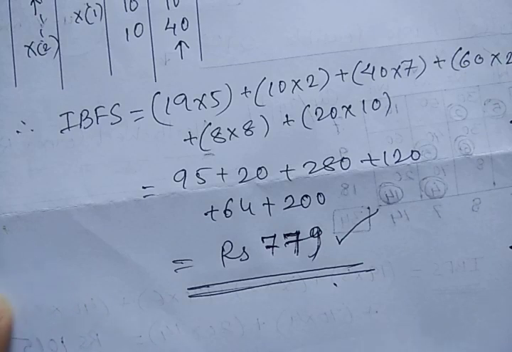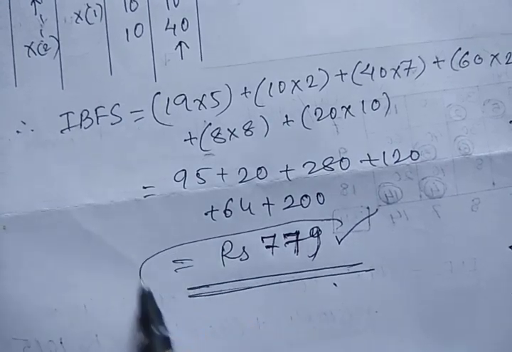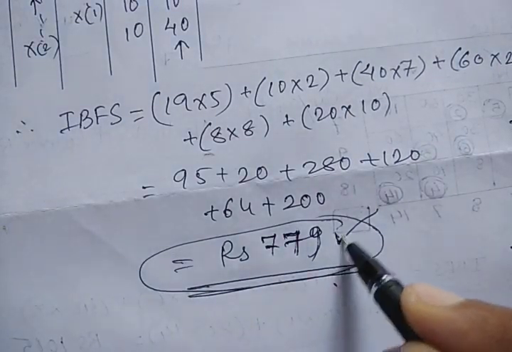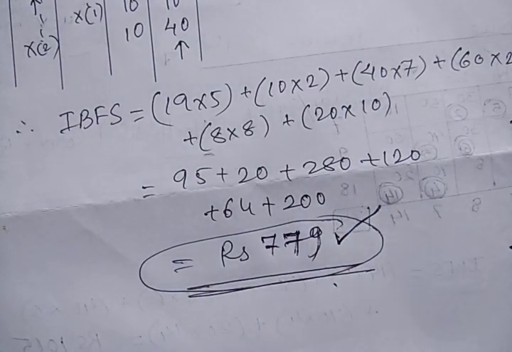Correct? Now in the next class we will see optimality test, Modi method. How to check whether these answers are optimum or not. That method is called as UV method or Modi method.